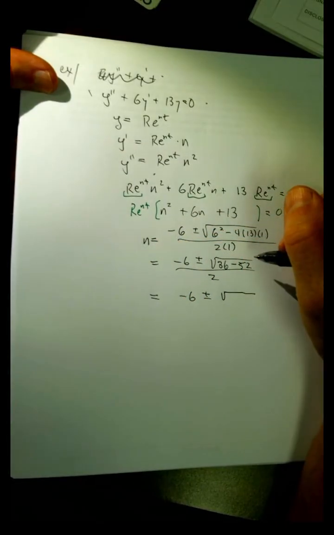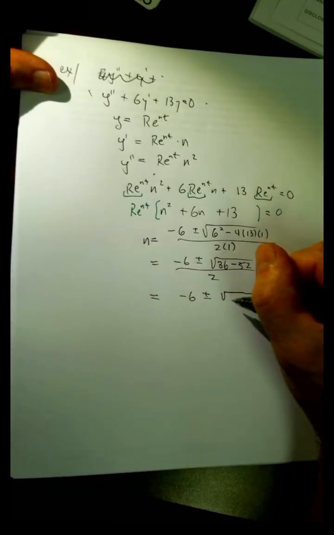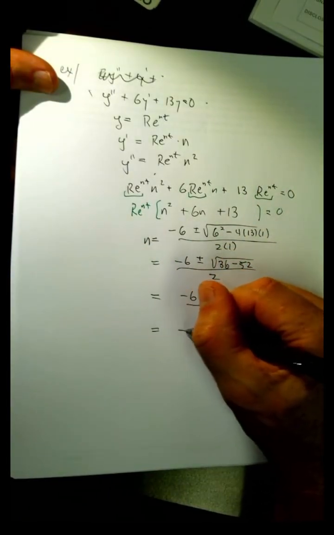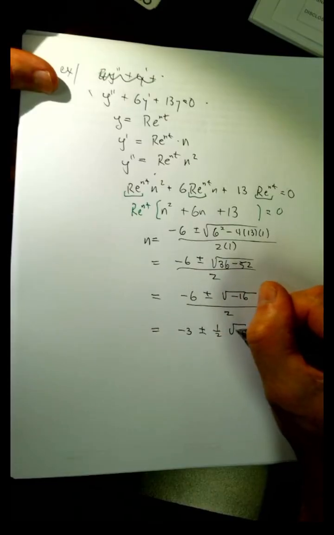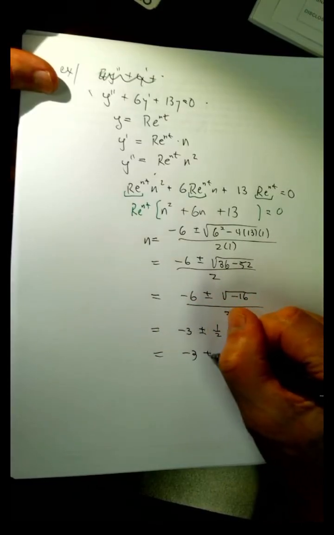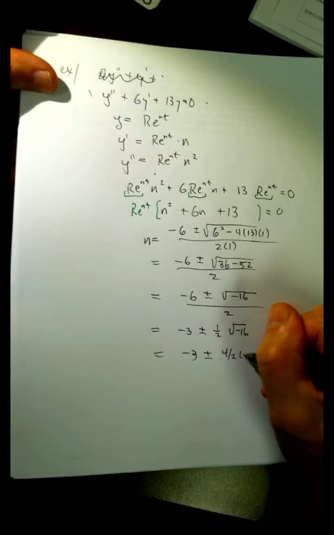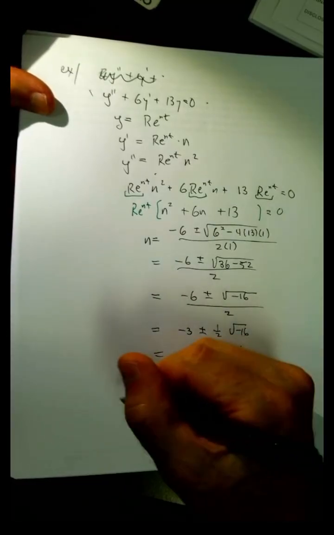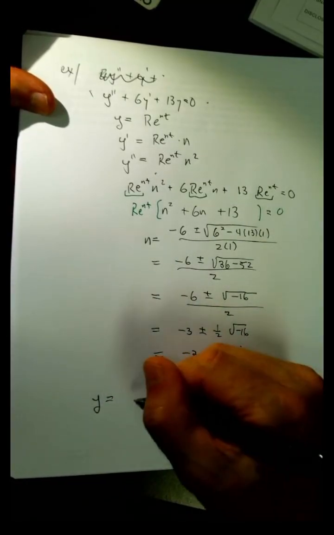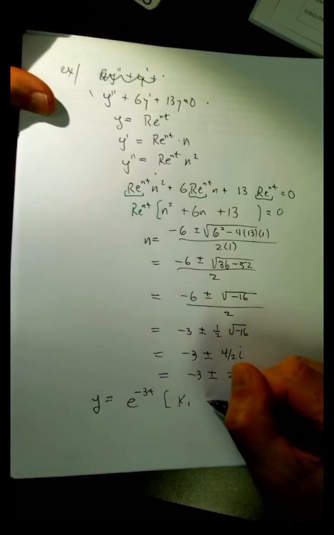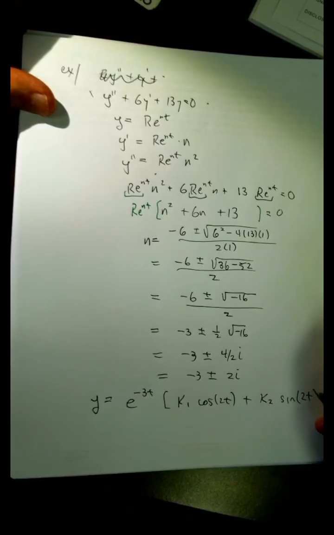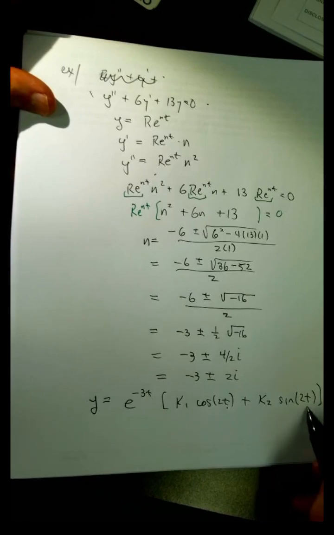So we get minus 6 plus or minus the square root of, what, 16? So minus 16, is that correct? Yes. Over 2. So I'm going to get minus 3 plus or minus 1/2 square root of minus 16, or minus 3 plus or minus 4 over 2 i, which I can simplify down to 2i. So now my solution is going to be e to the minus 3t times k1 cosine of 2t plus k2 sine of 2t. And you should immediately recognize you have oscillations that decay, and the period is going to be pi.